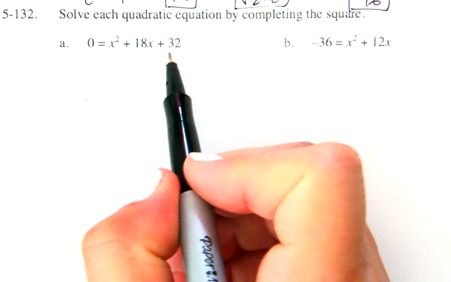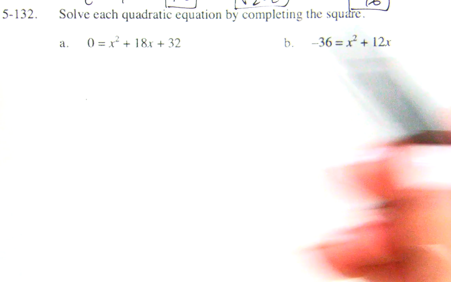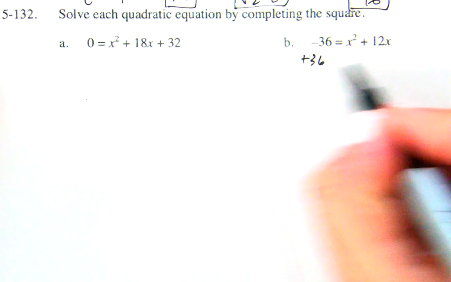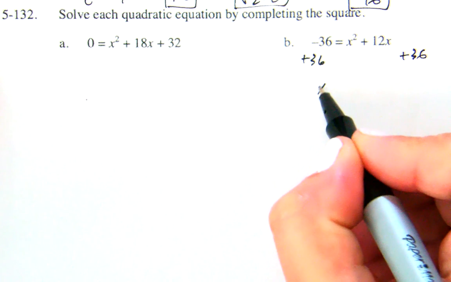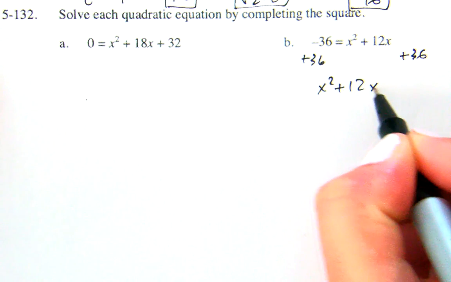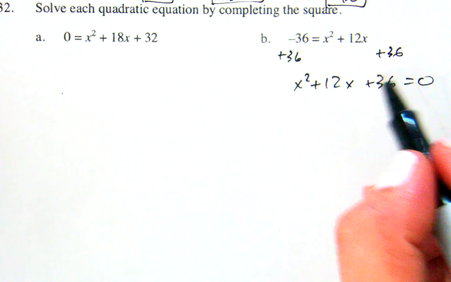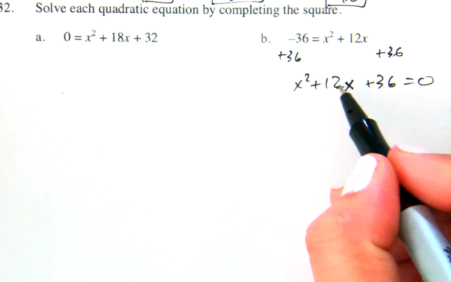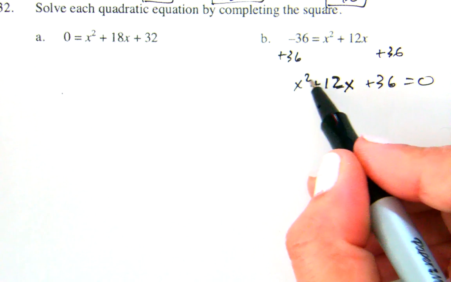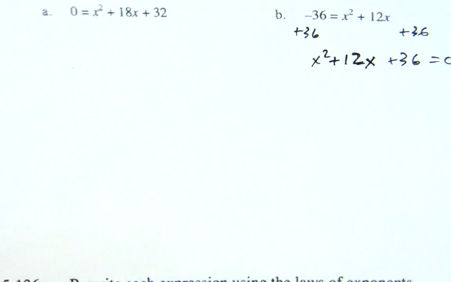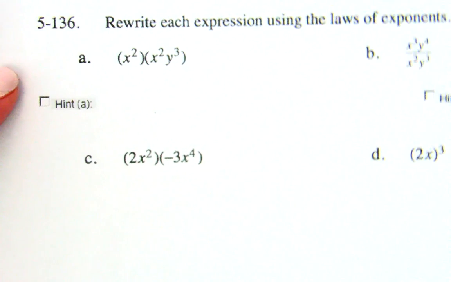So 132 is completing the square. You should be okay with doing this. It's not really much of a thing here. The only thing is I'm just going to add 36 to both sides. So I have x squared plus 12x plus 36 equals 0, right? And then you can take it from there. Okay, look in the previous video, or look in the video before this to actually know how to do these problems, because completing the square we've done already in the videos. Okay, and then 136.